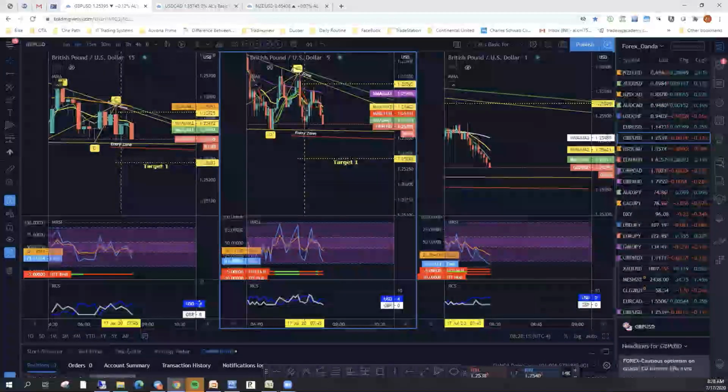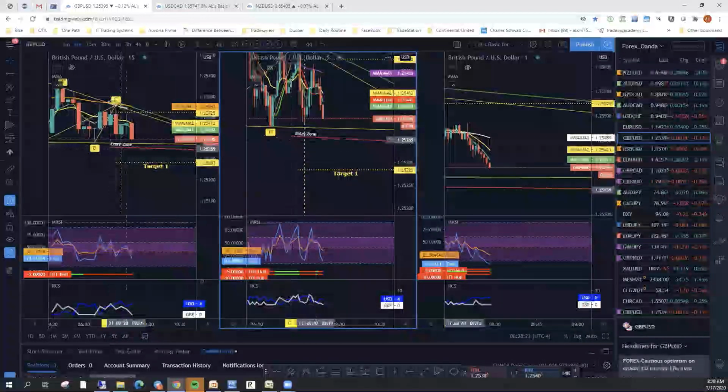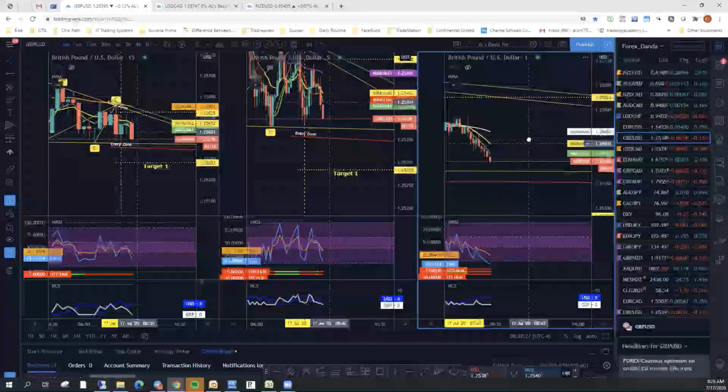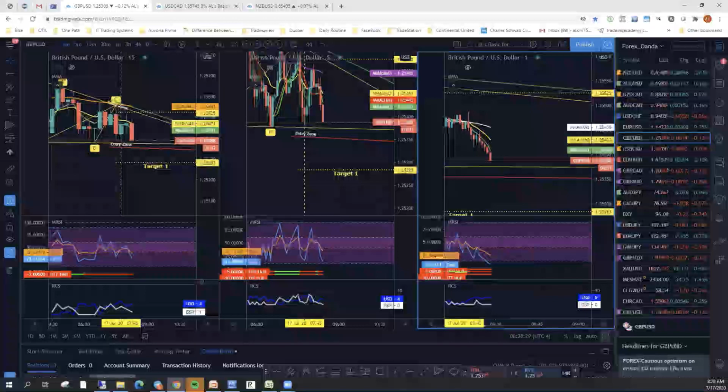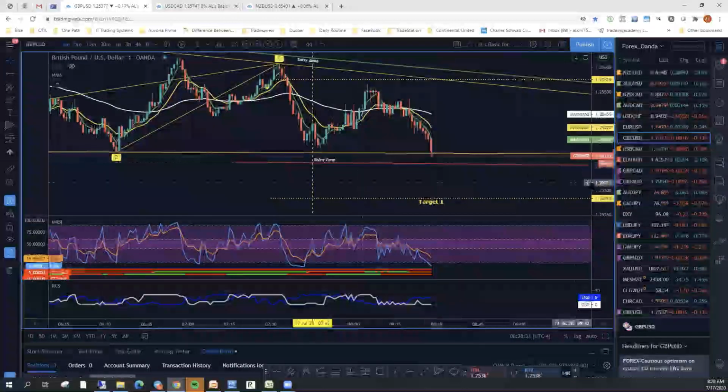And the dollar is gaining some strength. So if this thing breaks through the bottom, we're going to be looking to enter. See if I can. Here we go. There it is.